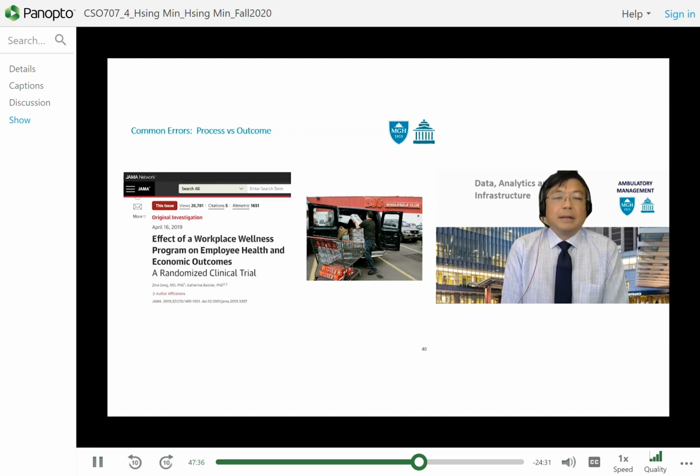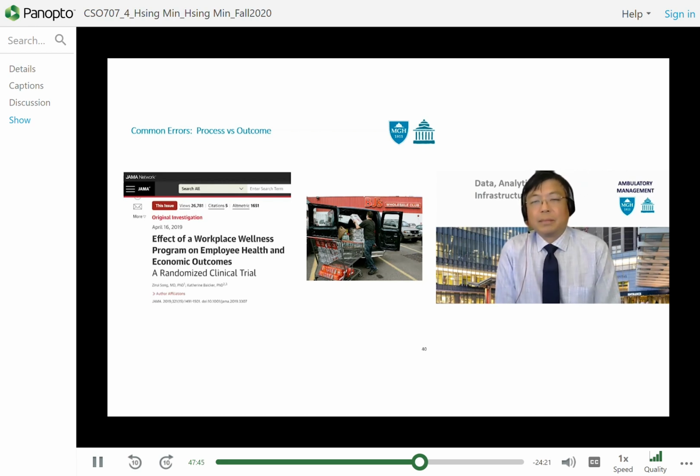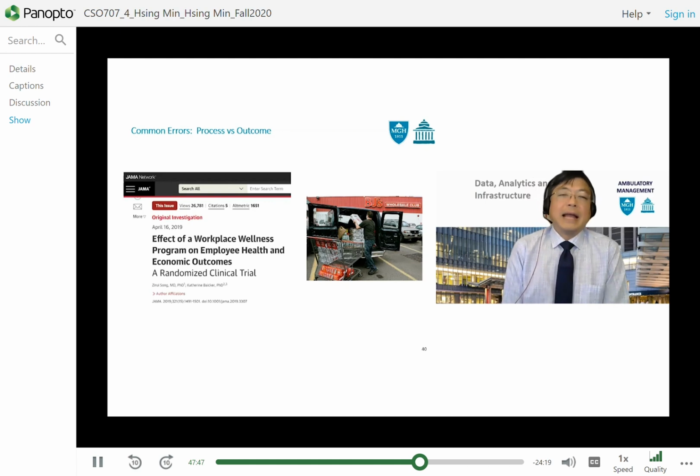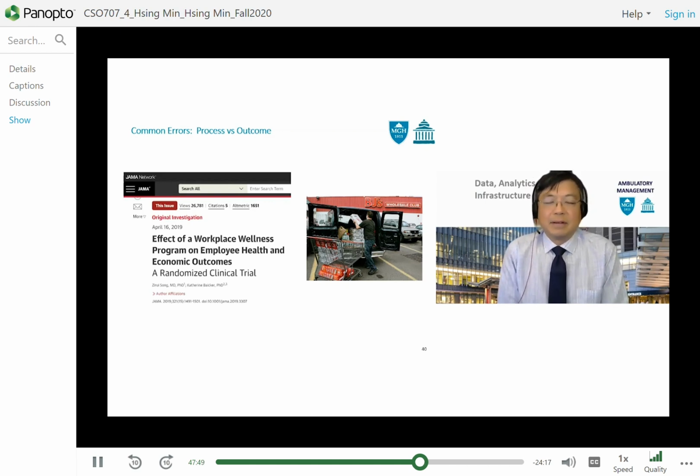And the wellness program involved handing out Fitbits and had some training material too. And clearly handing out Fitbits is not success. It's clearly process. But they did find that people exercised more in the treatment group, the stores that had the wellness program. But is that outcome? Not really.